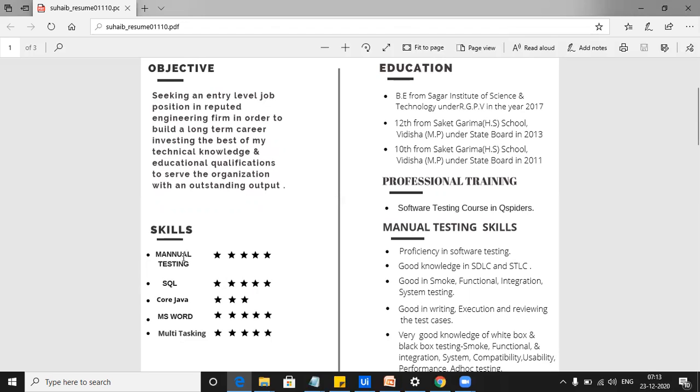Skills, manual testing. Again, over here you can see the spelling of manual is not proper. Okay, so you have to take care of all the spelling that you are mentioning in the resume. There should not be any spelling mistake. There should not be any grammatical mistake. Whenever you create a resume, just press spell check in the MS Word document and you will be able to see all the mistakes that you are making over there.